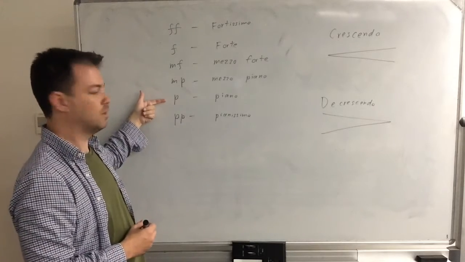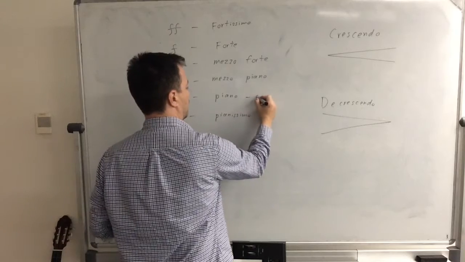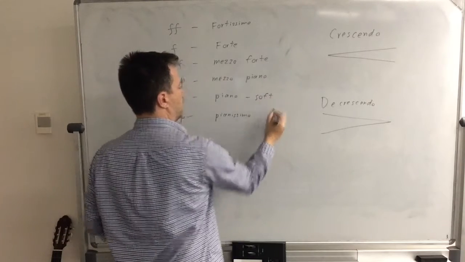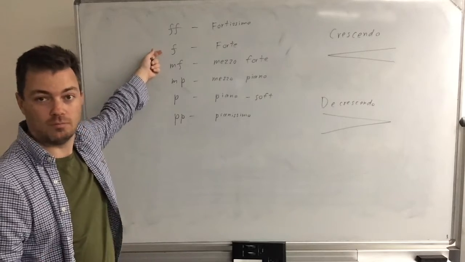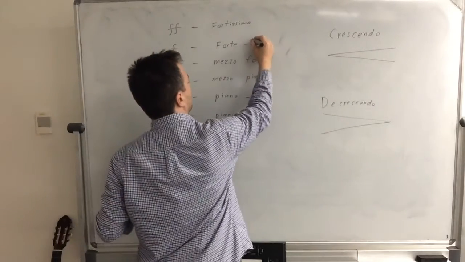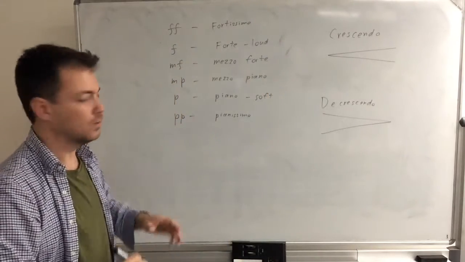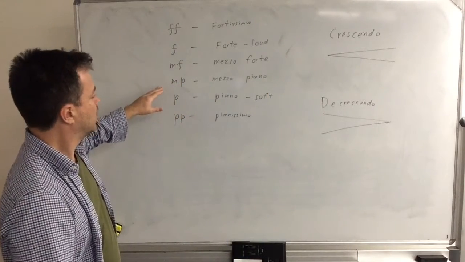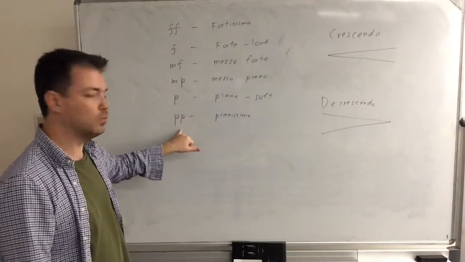So piano simply means that we play soft or softly. Okay? So if piano means soft, then obviously forte is going to mean what? Loud. Okay? So then everything else kind of fits in the middle. So we have, let's start at the bottom. Pianissimo, which is double P.